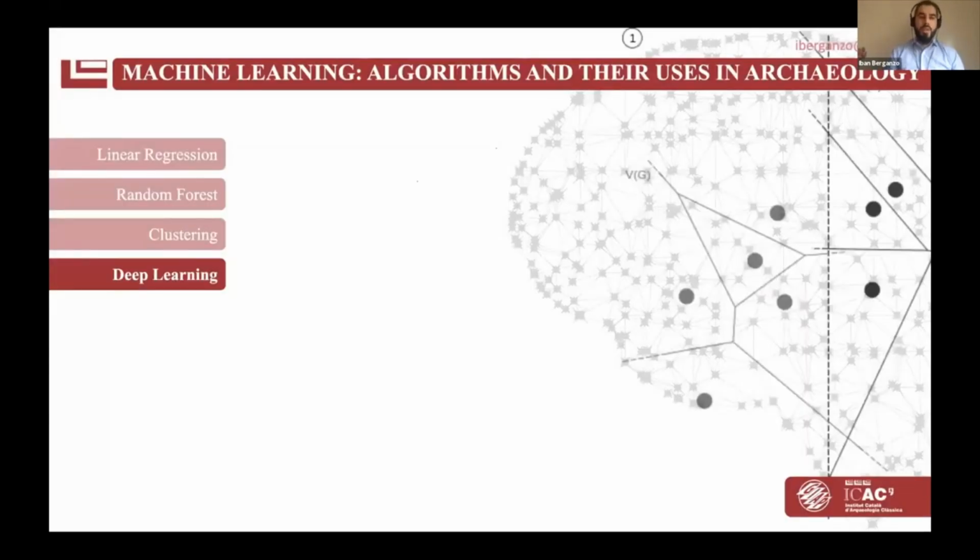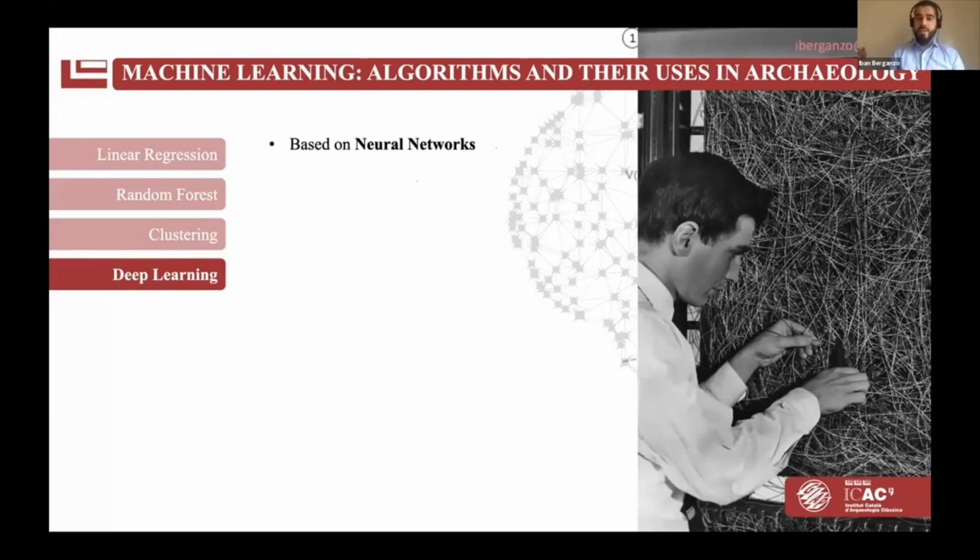Now we'll continue with the last one, that is deep learning. It's based on neural networks. And as you see here, this is the first neural network made by Frank Rosenblatt. It's quite complicated, but the key of this algorithm is the feature extraction. What is that?